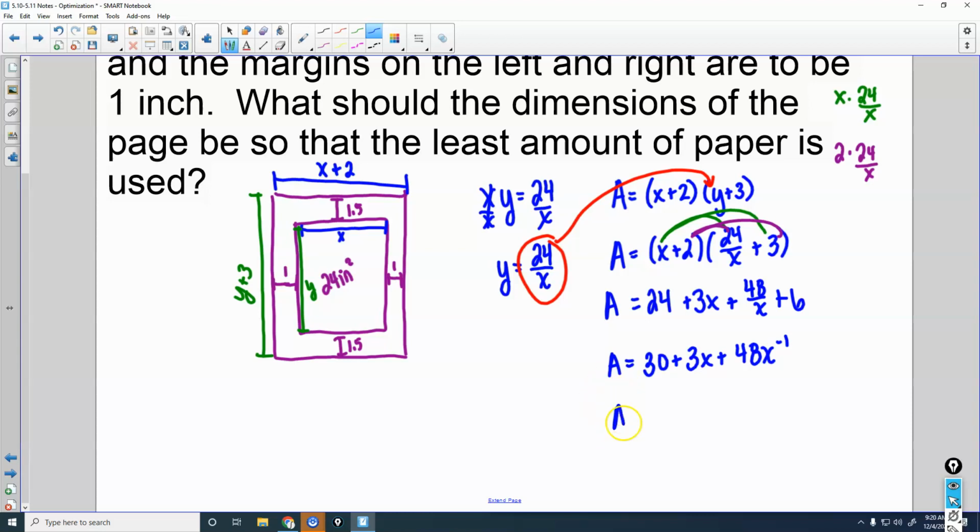So we will get for our dA dx, or we could just call it A prime, we'll just get 3 minus 48x to the negative 2, which we probably want to call 3 minus 48 over x squared.